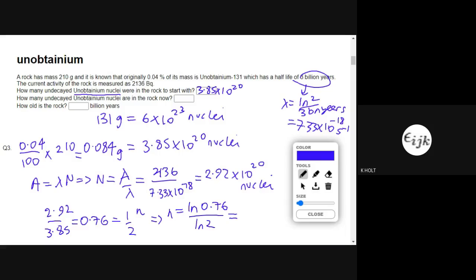Let's just work that one out. So I get a negative number, but it's the same thing. So that's roughly 0.399 half-lives. So I can work out the time because it's just 0.4 times 3 billion, which is 1.2 billion.